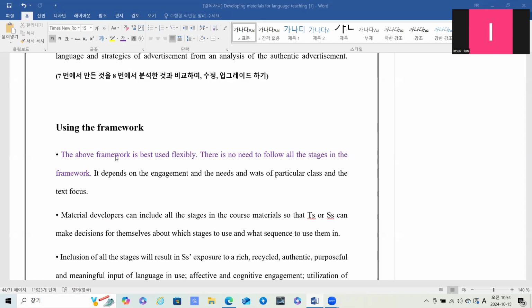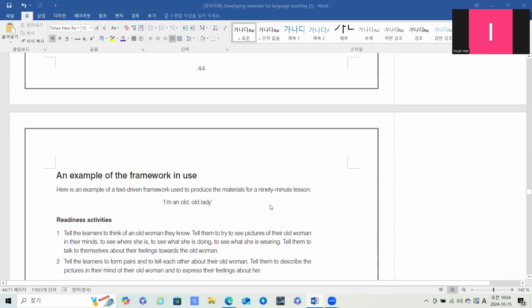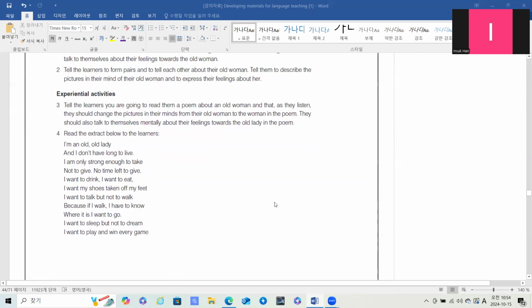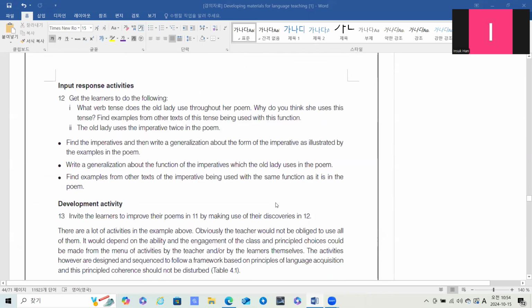The above framework, which is about the text-driven approach, is best used flexibly. There's no need to follow all the stages in the framework. Depending on your own teaching and learning context, you can just delete some stages or combine some stages, or sometimes you can also add your own particular stages or some activities. These are some examples from our textbook, and if you have time, you can read it through and refer to it to organize your own classroom lessons.